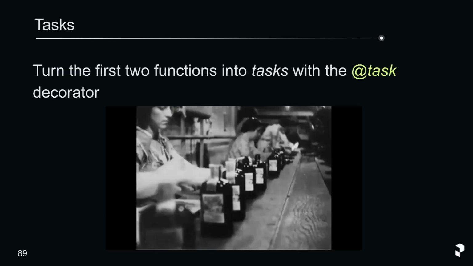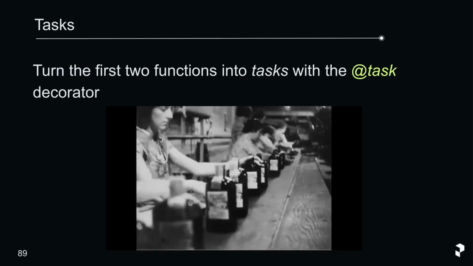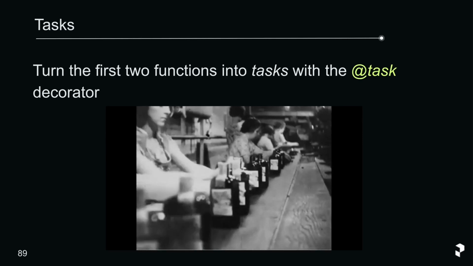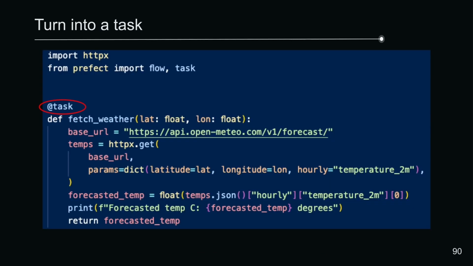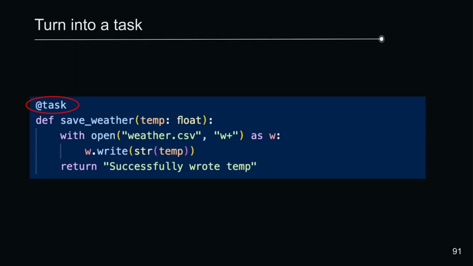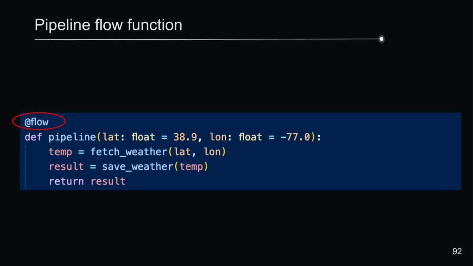So how are we going to convert it into a Prefect flow with tasks? Well, we're going to turn the first two functions into tasks with the task decorator. How are we going to do this? Just by adding that little decorator on top of the function. Easy peasy. We'll do the same thing with the save weather function as well. And of course, for the pipeline function, we are going to add a flow decorator. So this is going to represent our assembly function here.